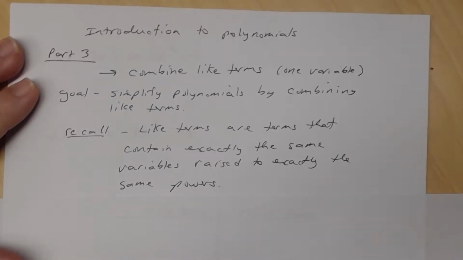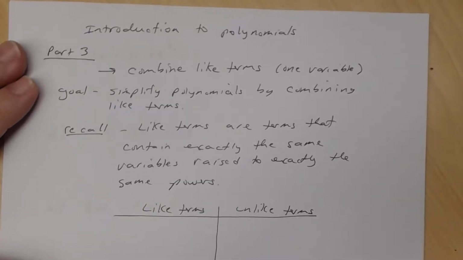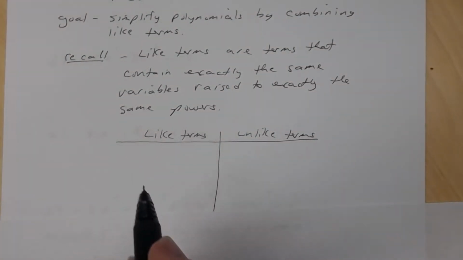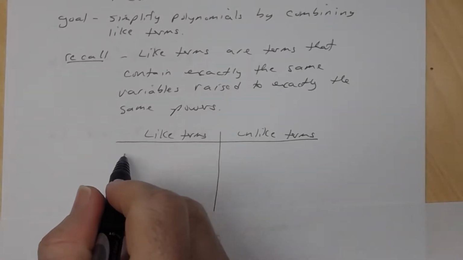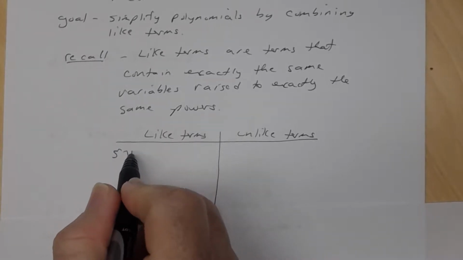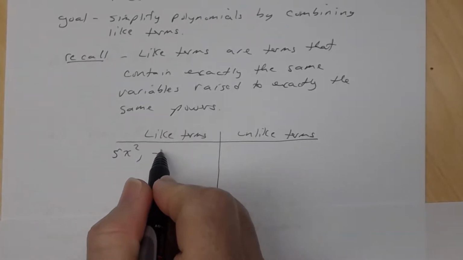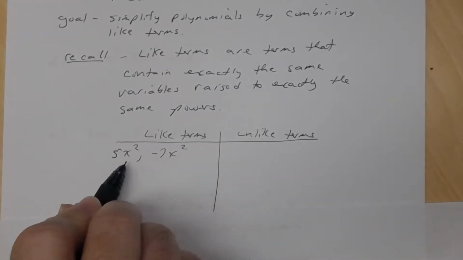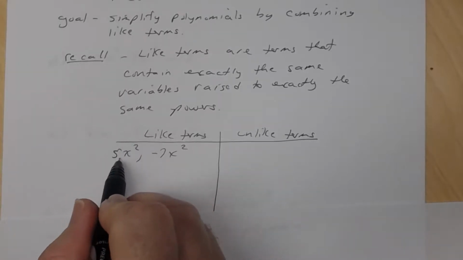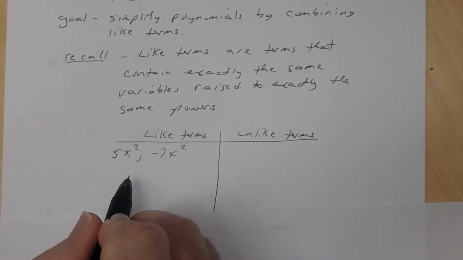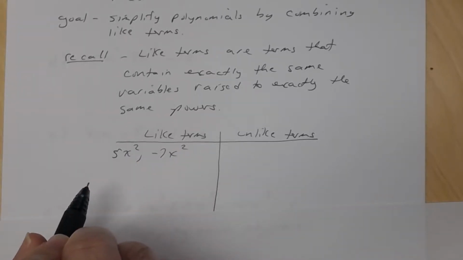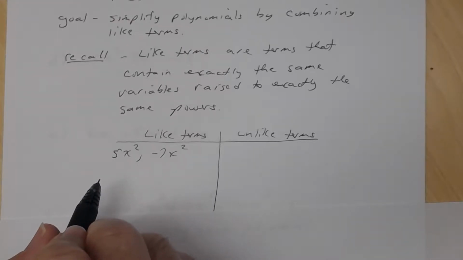All right, so here are some examples. We're going to look at examples of like terms and then examples of unlike terms. The first example of a pair of like terms is 5x squared, comma, negative 7x squared. Those are like terms because they both contain the same variable. This term contains the variable x, and this term contains the variable x, and the variable x is being raised to the same power in both. They're both being raised to the second power. So that's an example of like terms.